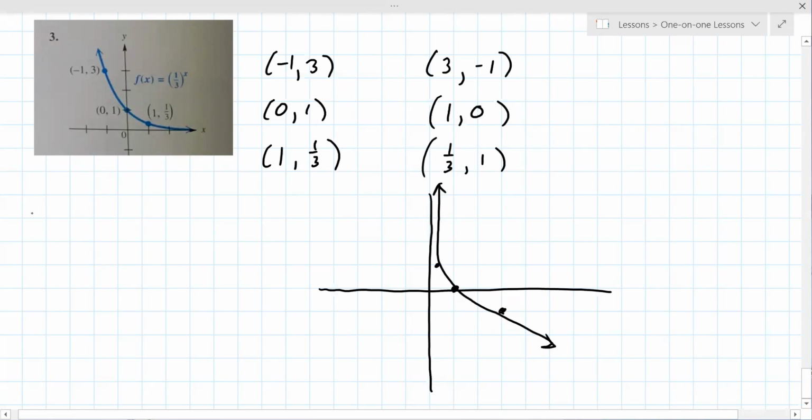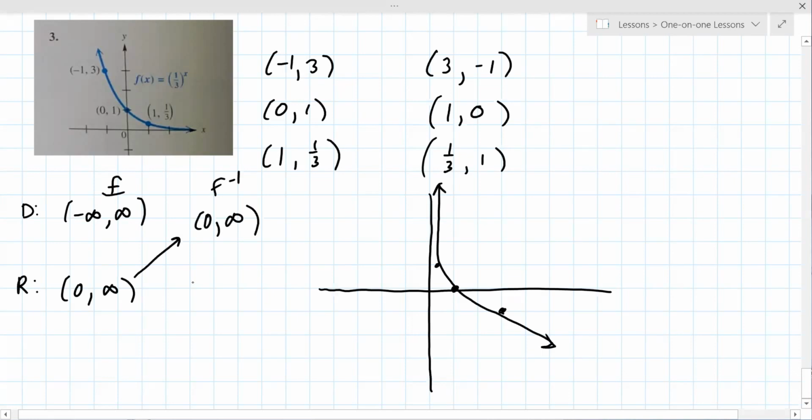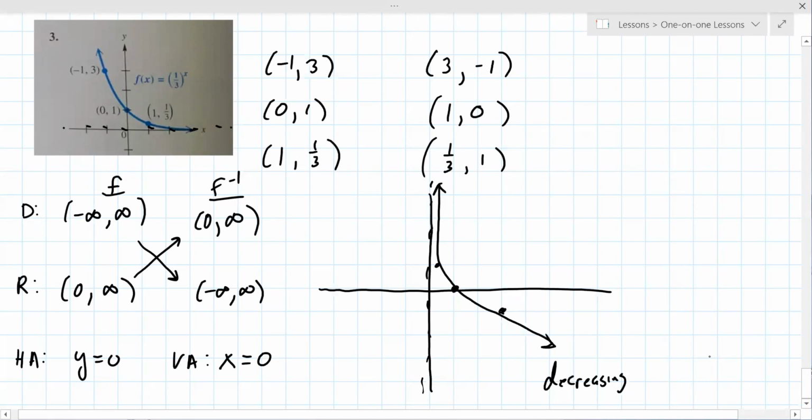So again, I'll make these tables here. For the original function, the domain is minus infinity to infinity, and the range is 0 to infinity. For the inverse, the domain is 0 to infinity. The range is minus infinity to infinity. The original function has a horizontal asymptote at y equals 0. You can see that going this way. That means the inverse has a vertical asymptote at, you switch the x for the y, and get that, and you can see that here vertically. It is decreasing on its entire domain. It's always going down and to the right, the inverse.